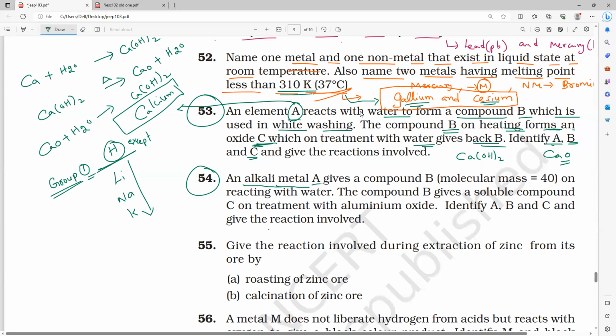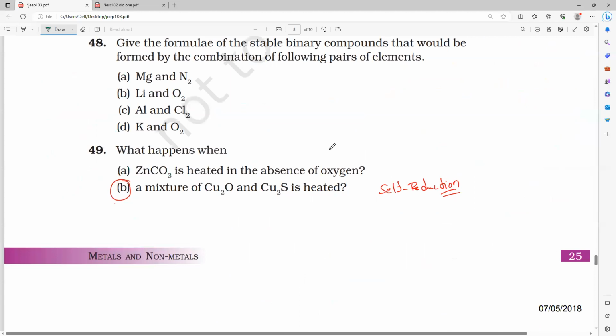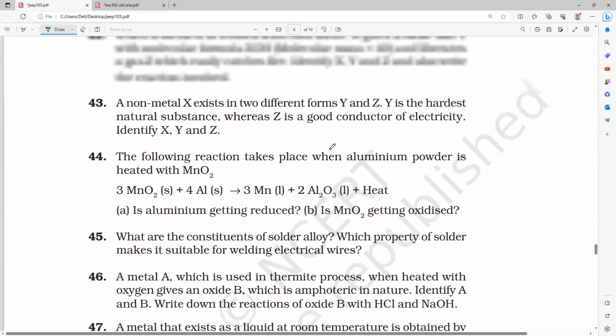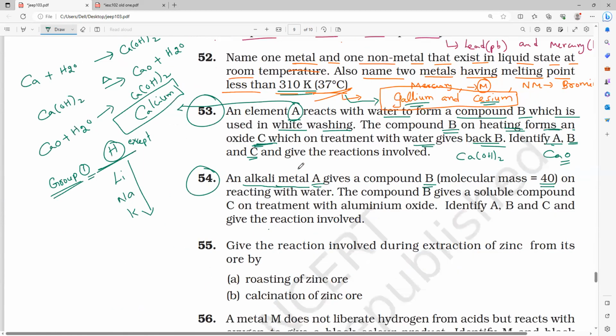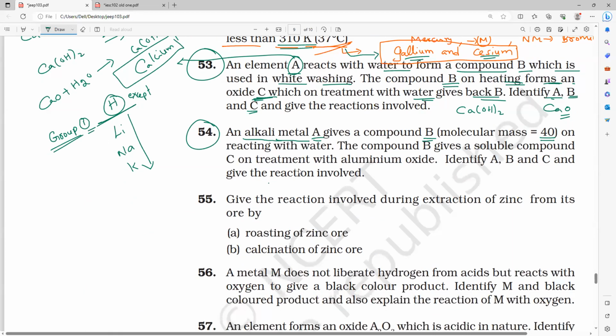Mr. Johan, start reading. An alkali metal A gives a compound B whose molecular mass is equal to 40. Yesterday also we got this one. Molecular mass is 40. What is that compound, guys? Sodium hydroxide. An alkali metal forming a compound whose molecular mass is 40, directly you can find it. Sodium hydroxide, and it reacts with water.